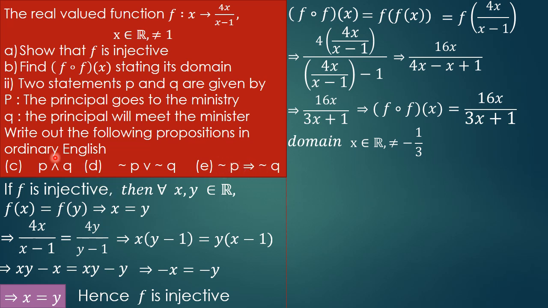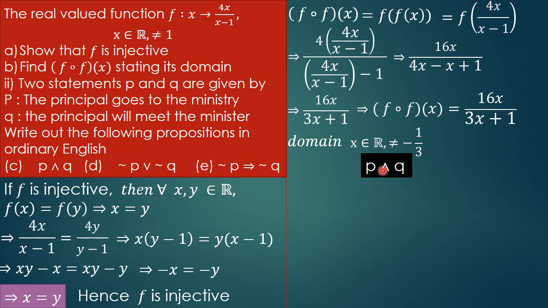Alright, so friends, let's start with the first one. This sign, this inverted V sign, right, means what? And. It simply wants you to write the first statement that is P, then you separate the first and the second statement by simply and. So that implies we are going to have our P and Q in ordinary English as: the principal goes to the ministry. That is the first statement.